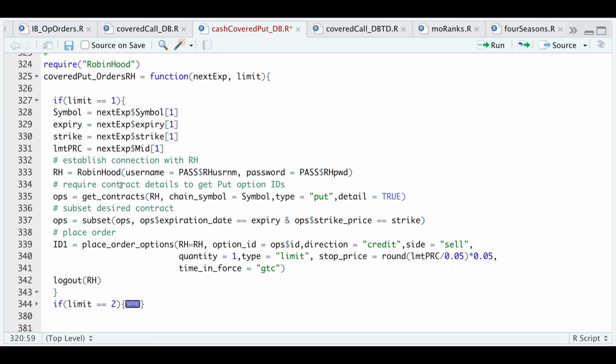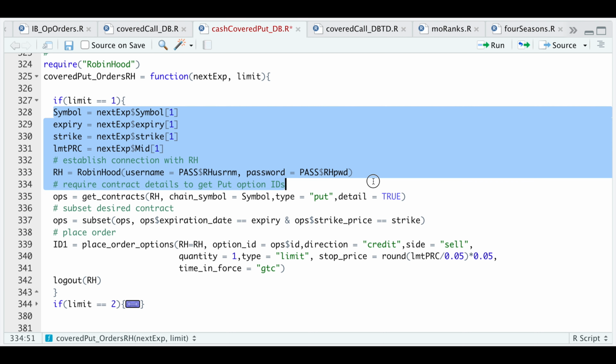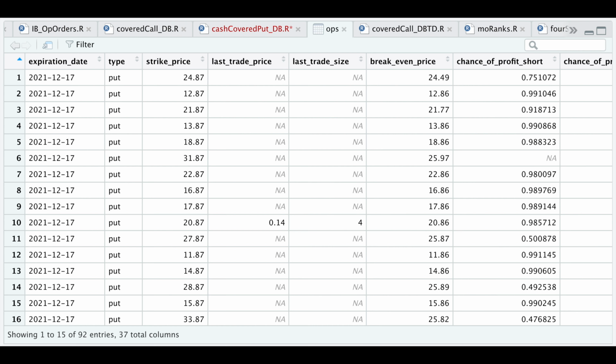The next thing we need is to require contract details. So I'll go ahead and pass in my Robinhood connection, the underlying symbol, the type will be put, and if you want details, I set this equal to true. So let's go ahead and run this for this very first row in our next expiry data frame. And if we take a look at ops, we have 92 cases.